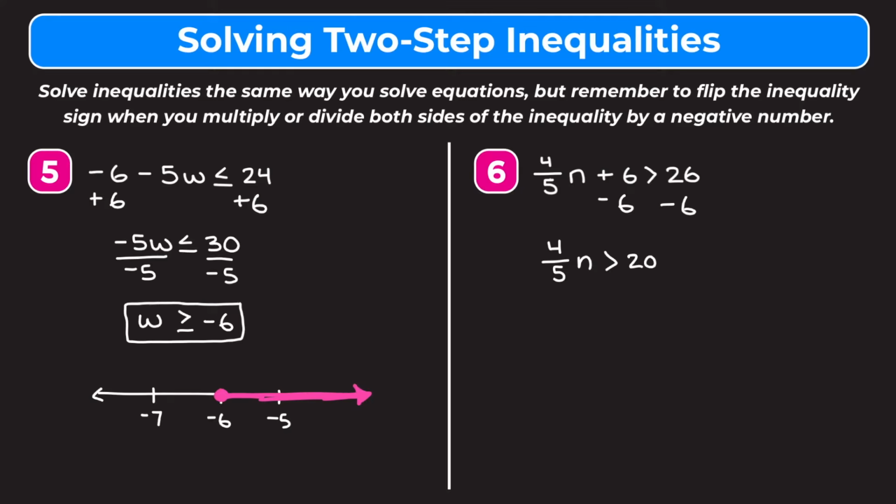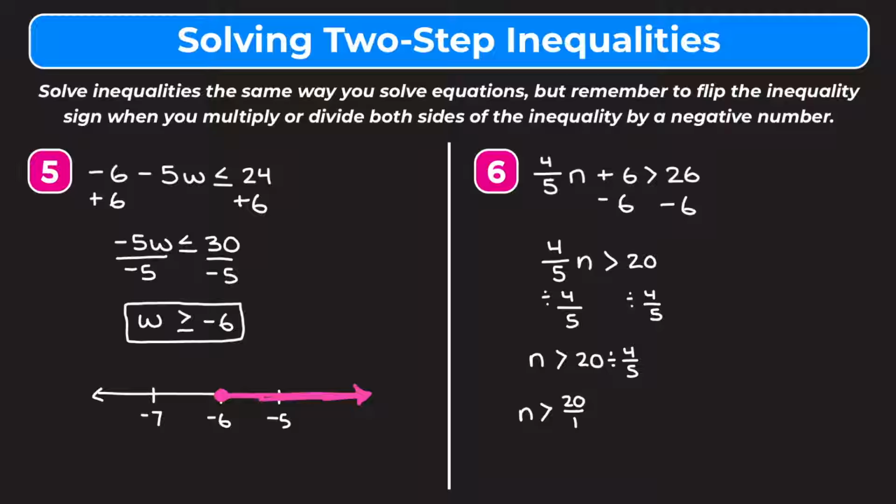And now because 4/5 is being multiplied by n, to get rid of it, we want to divide both sides by 4/5. On the left side, 4/5 divided by 4/5 is 1, so we're left with 1n, which is n. And on the right side, we have 20 divided by 4/5. And now remember, to divide a whole number by a fraction, you're going to change the whole number into a fraction by putting it over 1. And now we're going to keep, change, flip.